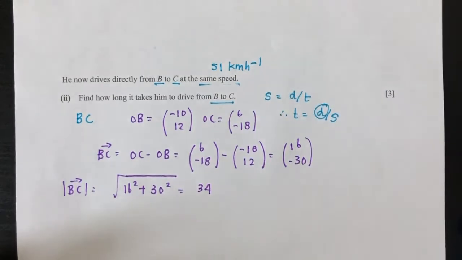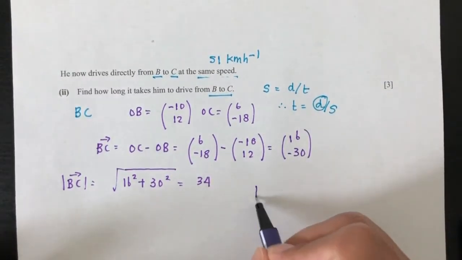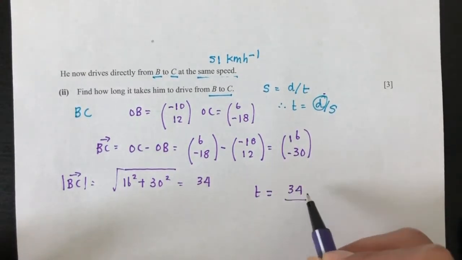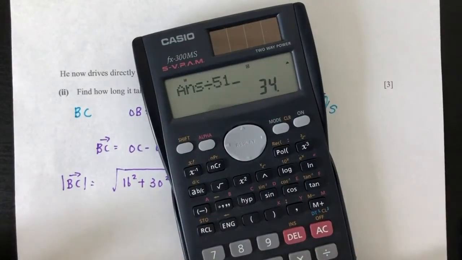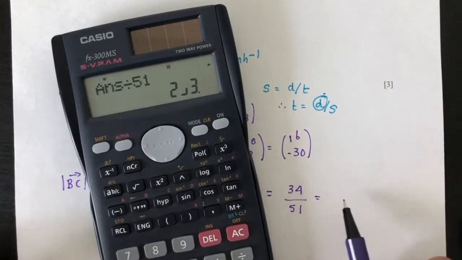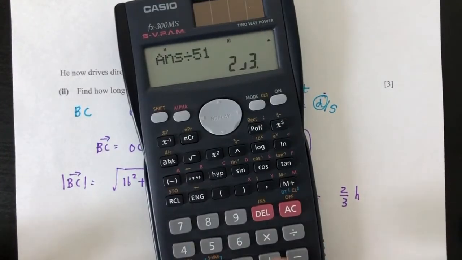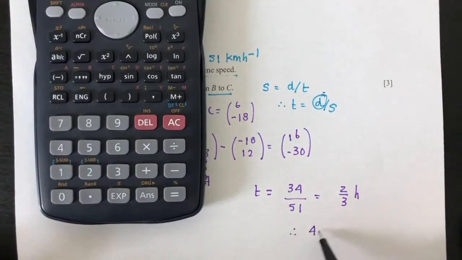So now we have the distance, we have the speed, we find the time. So time is equal to distance, which is 34, divided by speed, which is 51. So divided by 51, that should be, fraction will be 2 over 3 hours. Now in terms of minutes, if you want to, times 60, that should be 40 minutes. So time taken will be 40 minutes.